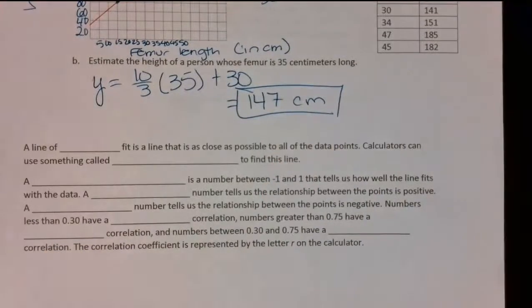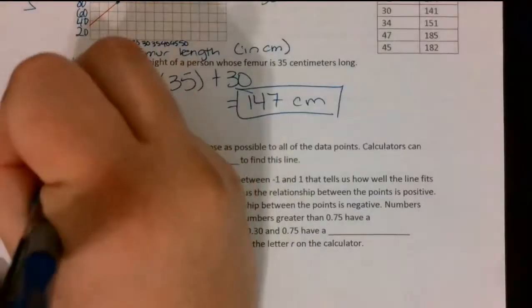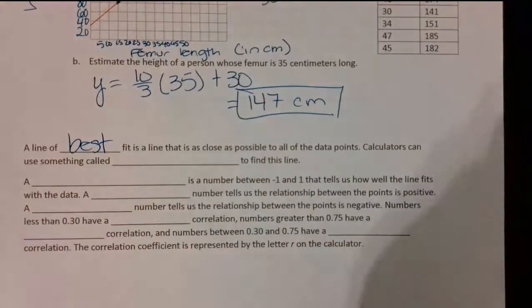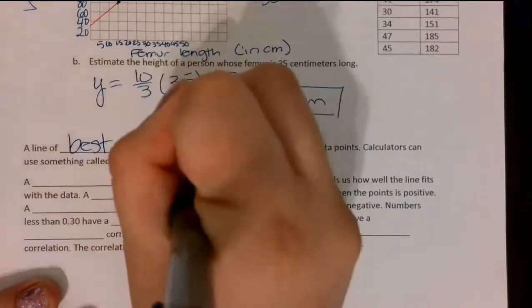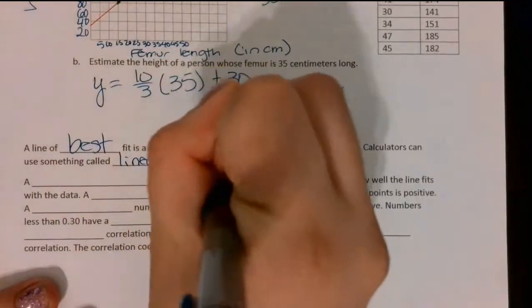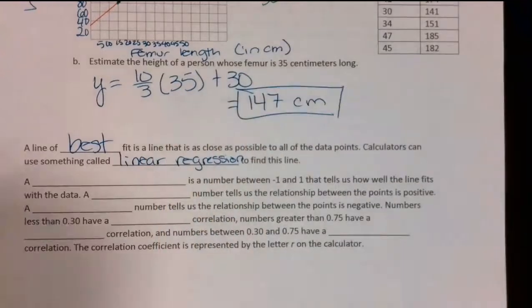Okay, so that's using the line I created. A line of best fit is a line that is as close as possible to all of the data points, and it's found on calculators using something called linear regression. You can do it by hand. It's very complicated. Well, not complicated, it's just time heavy.